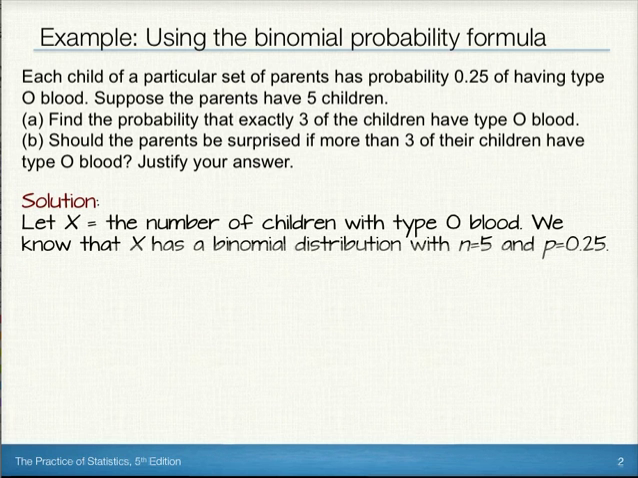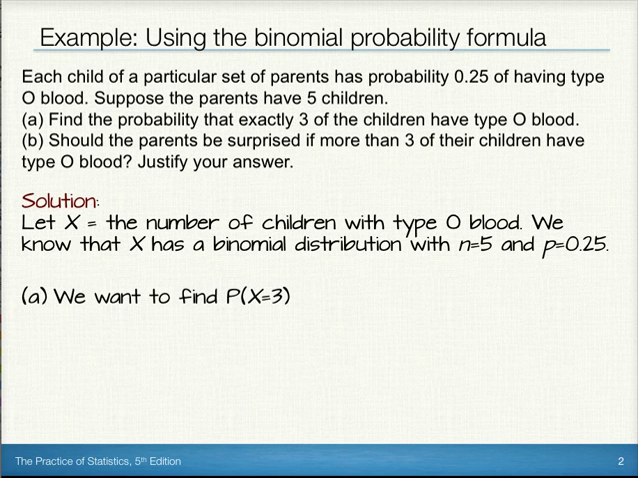Let's let x equal the number of children with type O blood. We know then that x is a random variable with a binomial distribution where n equals 5 and p equals 0.25. Recall the 4 requirements to be binomial. We have 2 possible outcomes, either the child does or does not have type O blood. Knowing whether or not one child has type O blood doesn't give us any more information about another child having type O blood, so they're independent. We do have a fixed number, 5 children that we're looking at, and the probability of each child having type O blood is the same, 0.25.